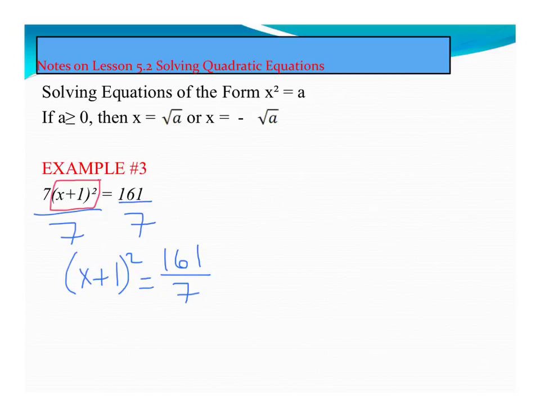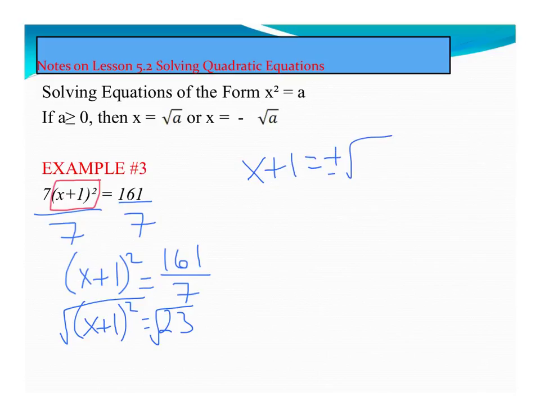Well, 161 divided by 7 is 23. So I have x plus 1 squared equals 23. I'm going to square root both sides. Remember, we got to get rid of that squared. So to do that, we take the square root of both sides. So I'm left with x plus 1 equals plus or minus the square root of 23.